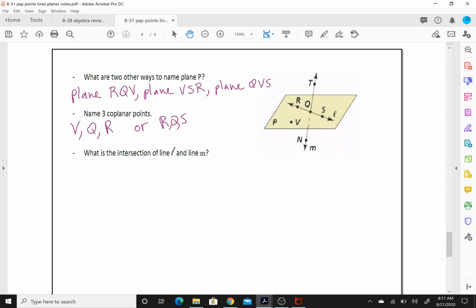And now it says, what is the intersection of line L and line M? Okay, we'll just look. Here's line M, right? And here's line L. Guys, where do they meet? Only at that one point, right? Point Q. We're going to get more into those intersections tomorrow. But just so you can see, 2 lines, they're going to intersect and they're going to make a point.